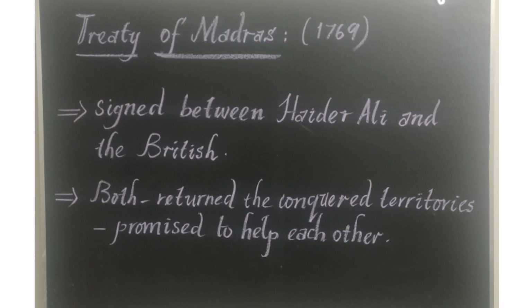Therefore, a treaty was signed. The first Anglo-Mysore War came to an end with the Treaty of Madras. In 1769, it was signed. According to the treaty, what are the conditions? Both the parties, that is Hyder Ali and the English, each returned the conquered territories to one another, and they also promised to help each other in case of a foreign attack.